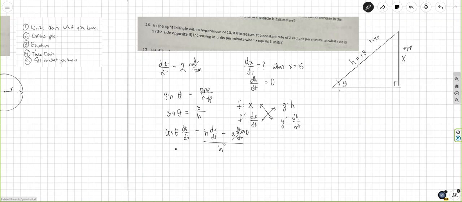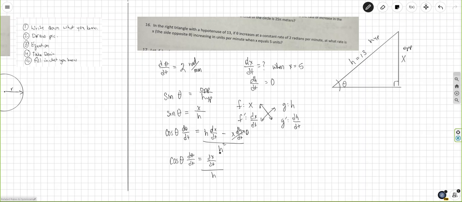All right. So if that's the case, then this is going to get a lot simpler. That means that we've got h dx/dt over h squared. So one of those h's is actually going to cancel, and we have dx/dt divided by h. All right. No problem there.